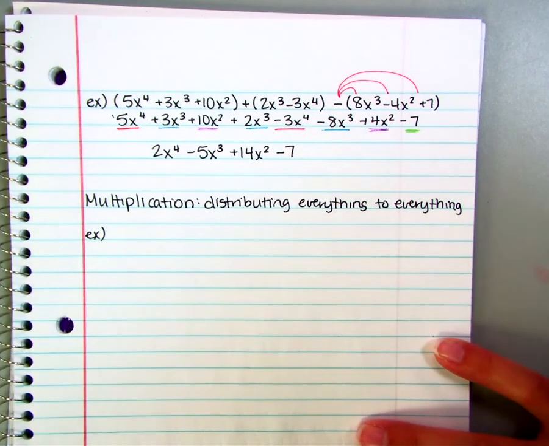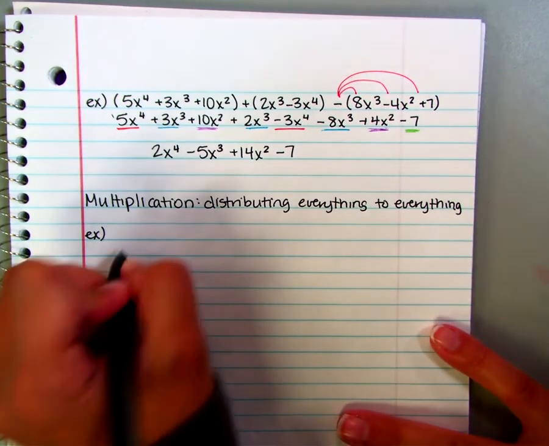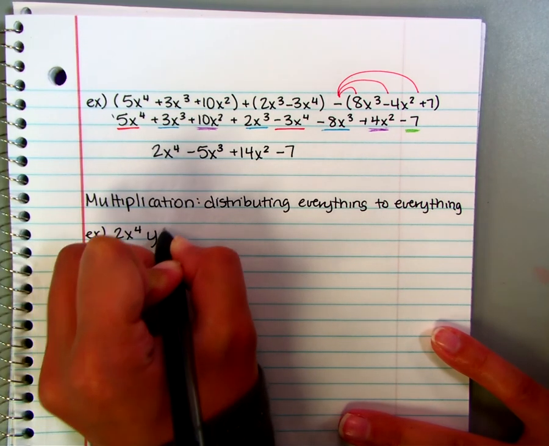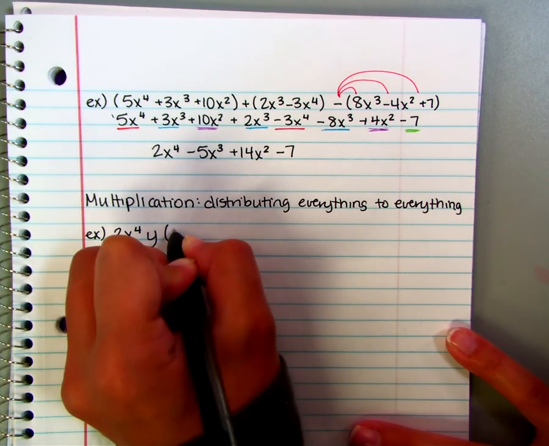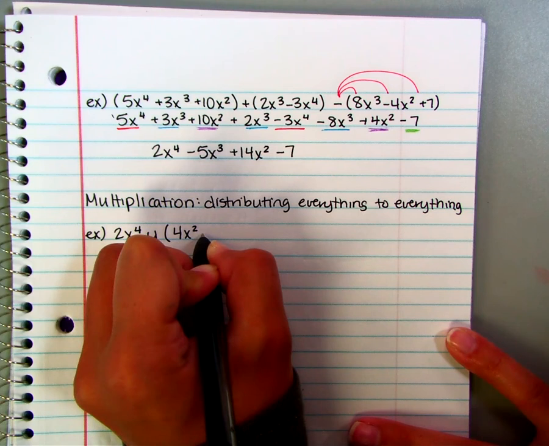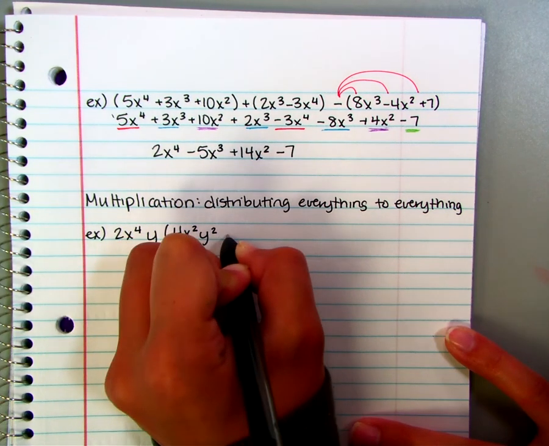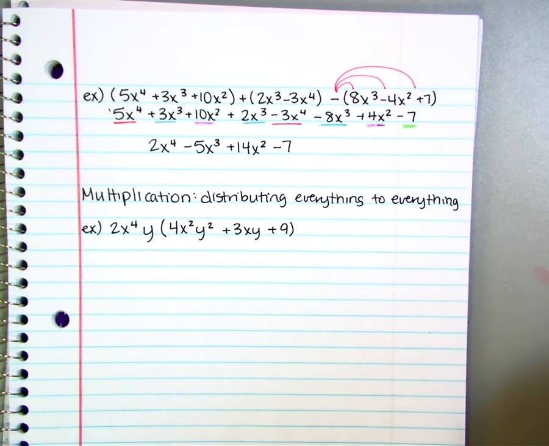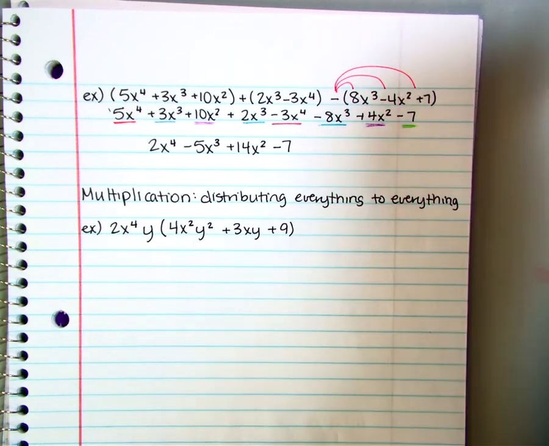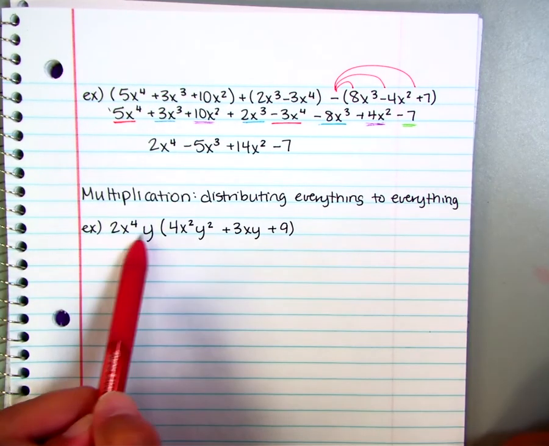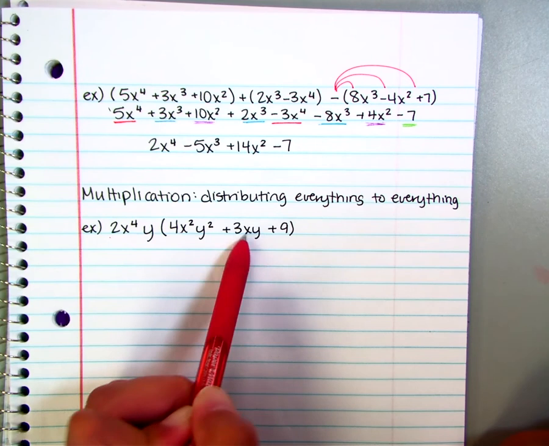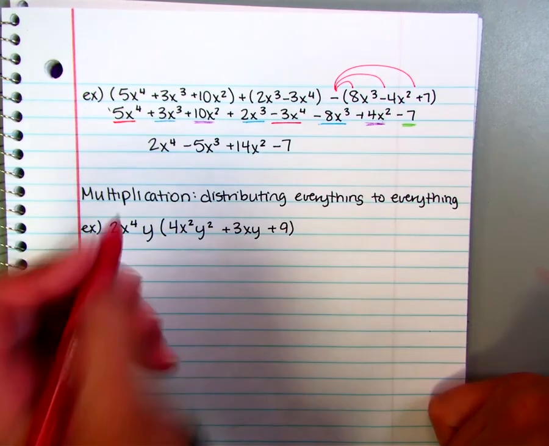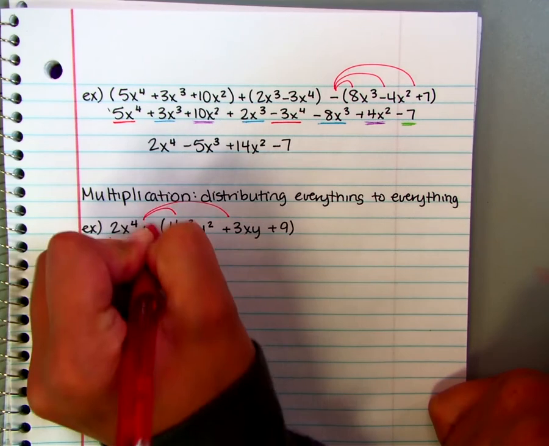So here, let's look at an example. So this first example is just purely distribution. So we'll have 2x to the fourth y multiplied by a polynomial of 3 terms. So we've got 4x squared y squared plus 3xy plus 9. And just like we distributed the negative, we want to multiply this term in front to every single term inside the parentheses. So here the parentheses indicate that we need distribution. So we'll go ahead and go here.